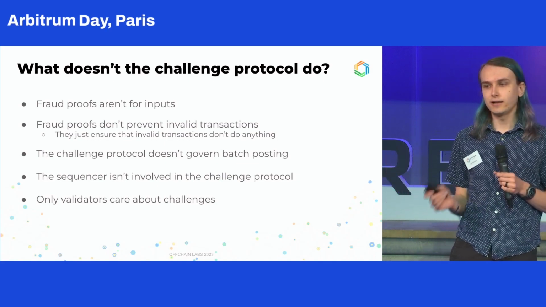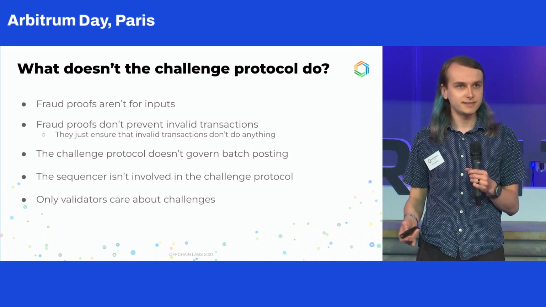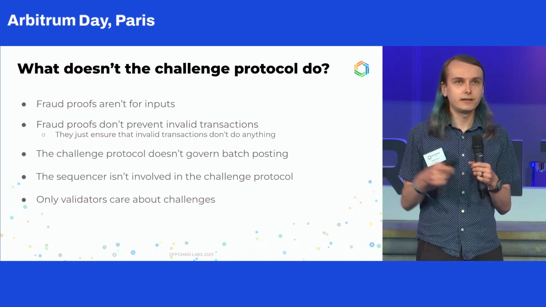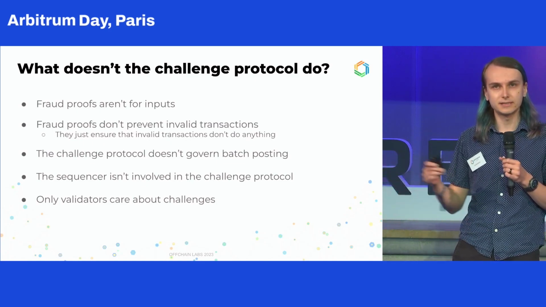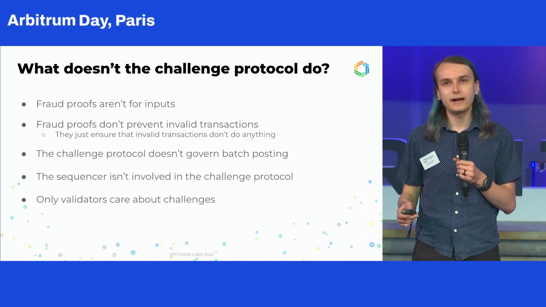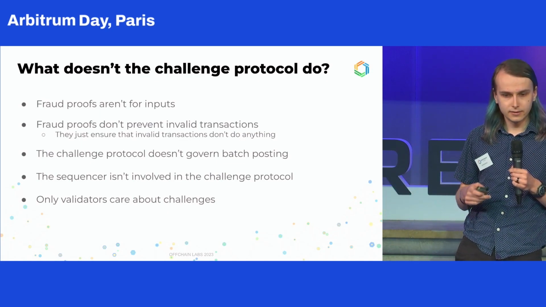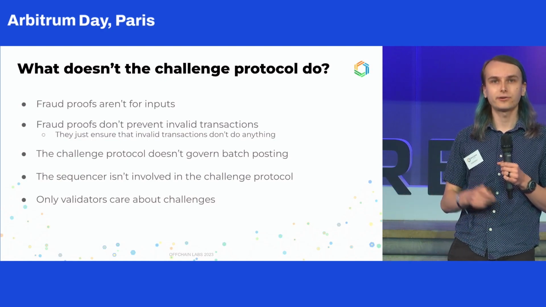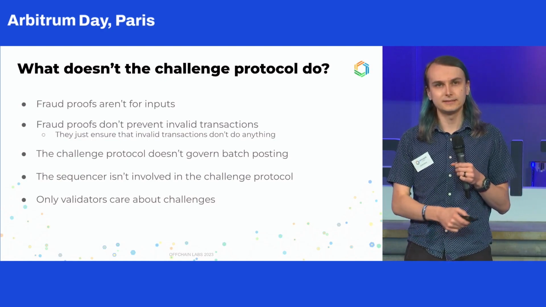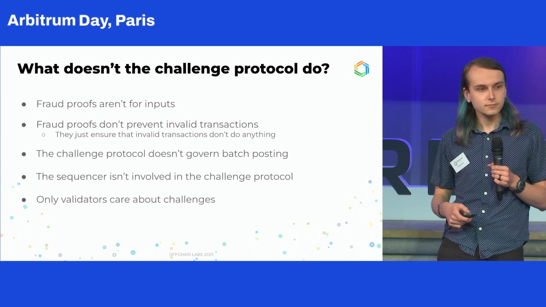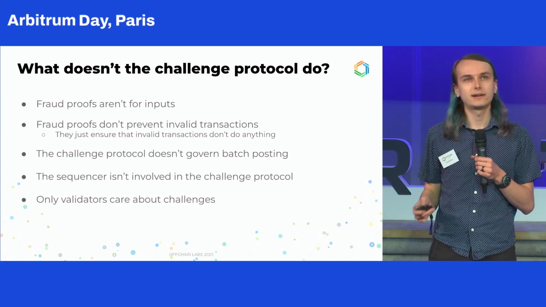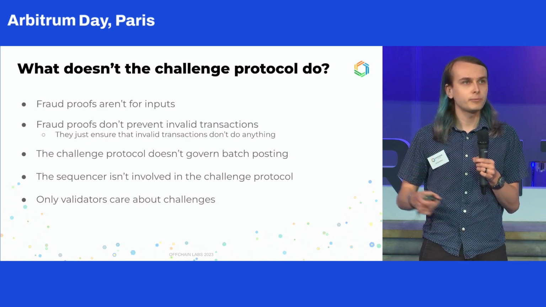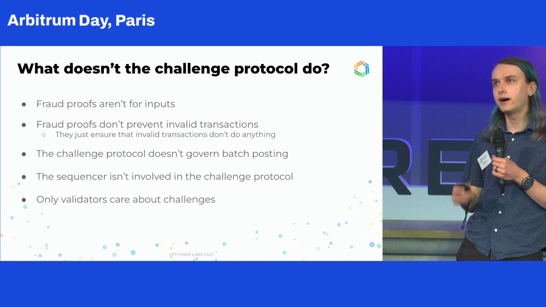So for that reason, the challenge protocol doesn't govern batch posting, and the sequencer isn't involved at all. Those are all about determining the order of transactions and posting them to layer 1 Ethereum. They're separate from the challenge protocol, which is all about determining the current state, determining balances, and that sort of thing. And the one last thing I wanted to cover is that only validators care about challenges, and normal L2 Arbitrum nodes do not care.